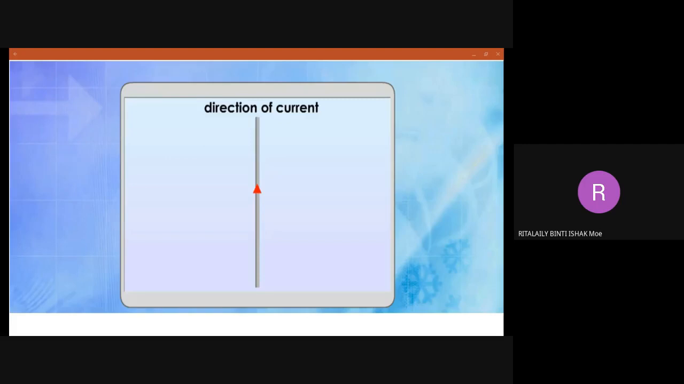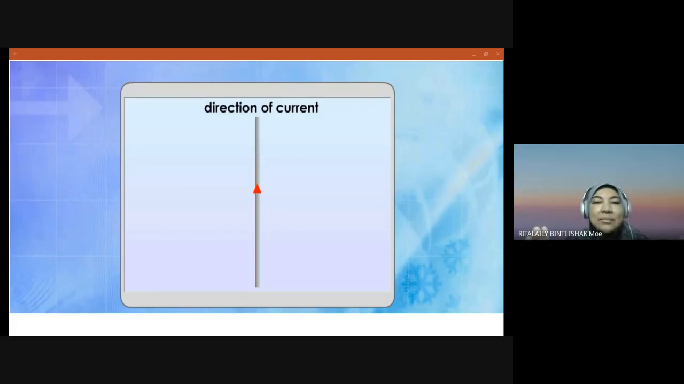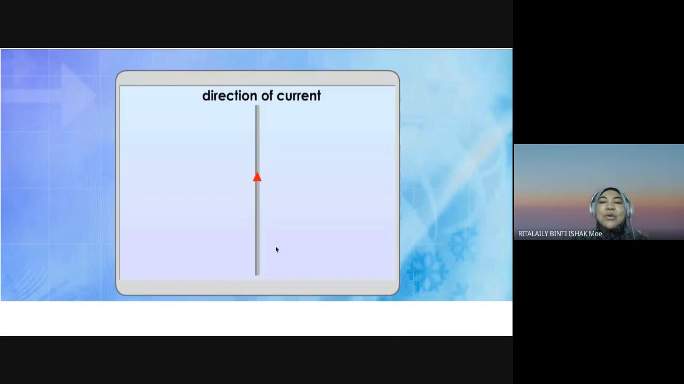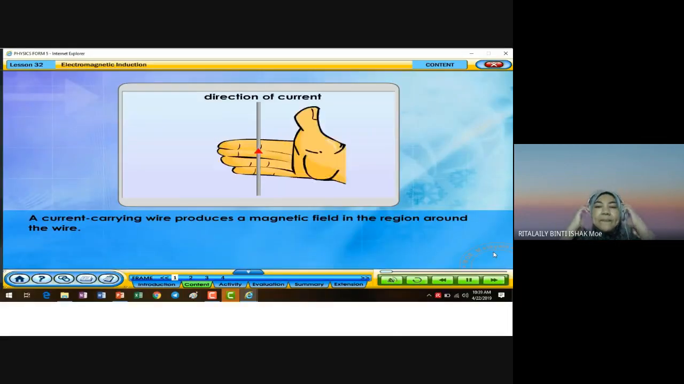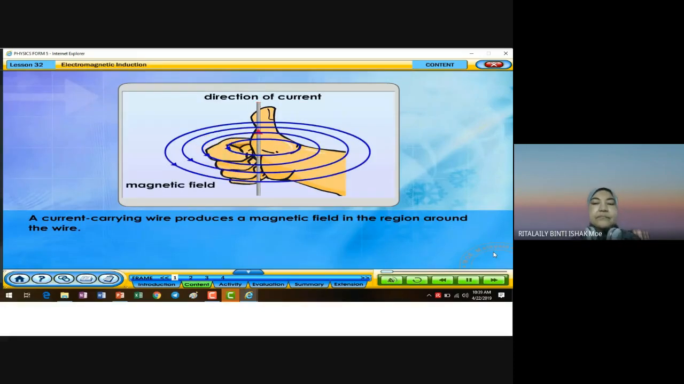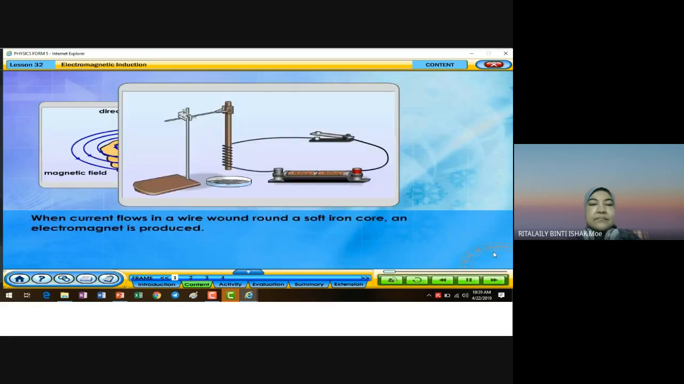Okay. So, we are going to the new subtopic, which is electromagnetic induction. Okay, so before we continue, let's recap the previous subtopic, which is electromagnet. Current carrying wire produces a magnetic field in the region around the wire. When current flows in a wire wound round a soft iron core, an electromagnet is produced.